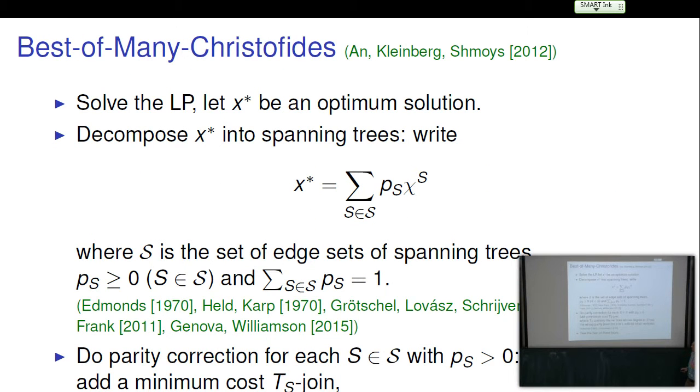So here is the description of the best of many Christofides. The first step is just solve this LP. Let X star in the following denote an optimum solution to the LP. Then the second step is we decompose X star into spanning trees. So we write it as convex combination of incidence vectors of spanning trees. It's easy to see that X star is in the spanning tree polytope. The spanning tree polytope contains the feasible set that we just had. And there are several methods how you can write this as convex combination, by ellipsoid method or by splitting off.